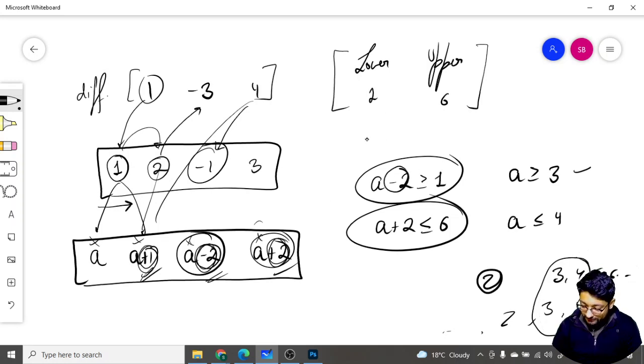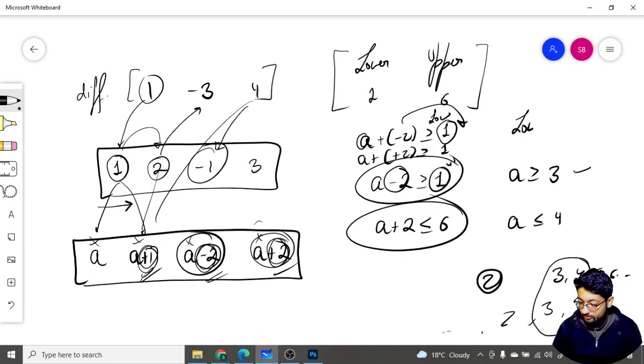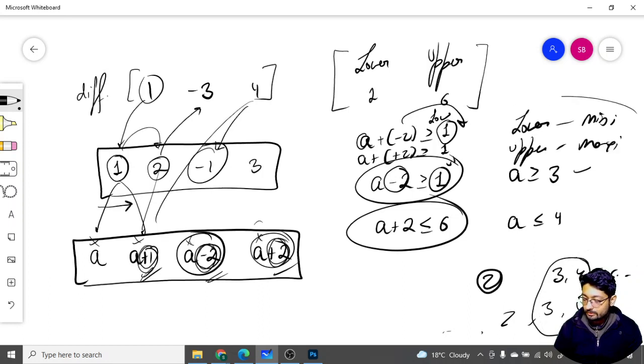Let's say I have to add it like this. A plus minus 2 is greater than or equal to 1, and A plus 2 is greater than or equal to 1. Because of the sign, I'm just adding it here, since these numbers are adding. Then I take it to the right hand side, which means it's subtracting. So this is the lower value, and this is the upper value. Lower value minus the minimum among all of these values, mini, and upper value minus the maxi will give you the range over which the numbers can be used.